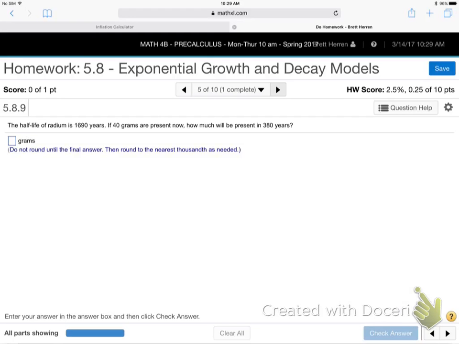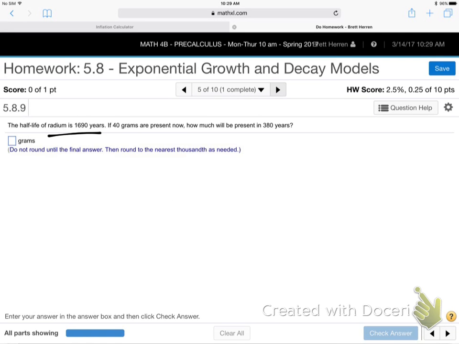Half-life. All right, the half-life of radium is 1690 years. What does half-life mean again? How long till half's gone? Or half remains, however you want to say that. Half cup full, half empty. Right? How long till half remains?